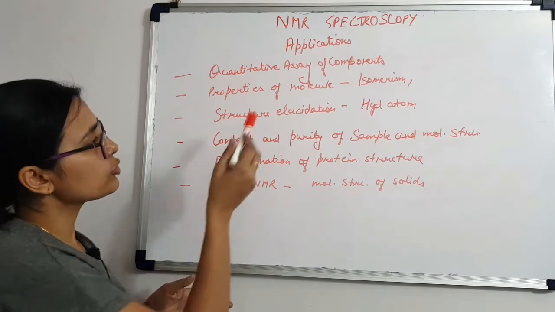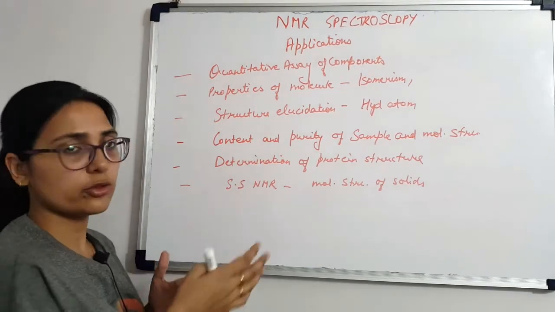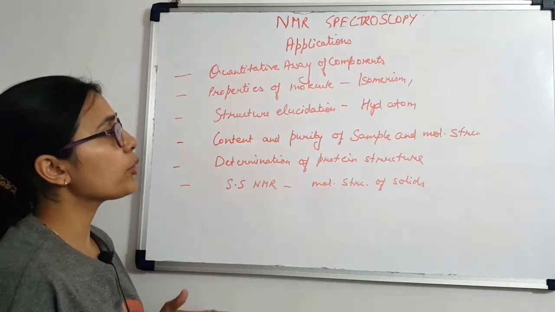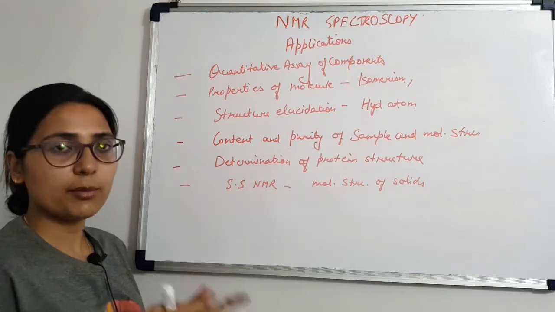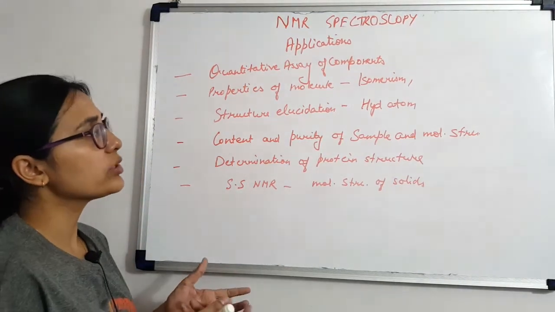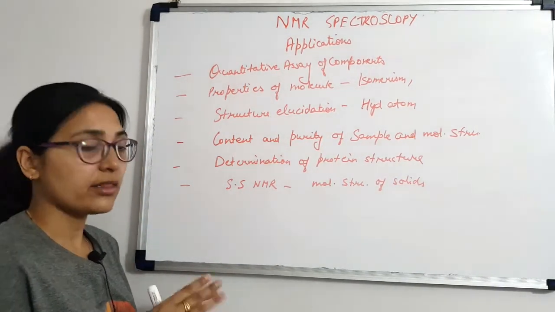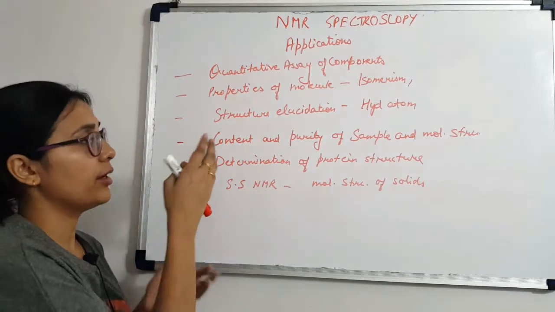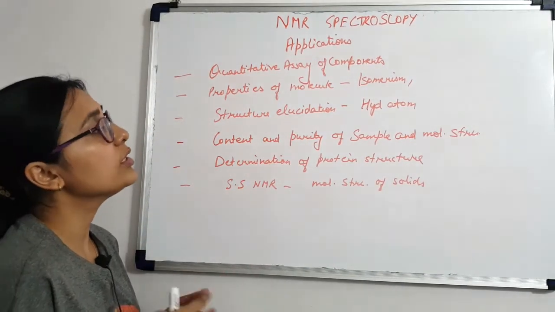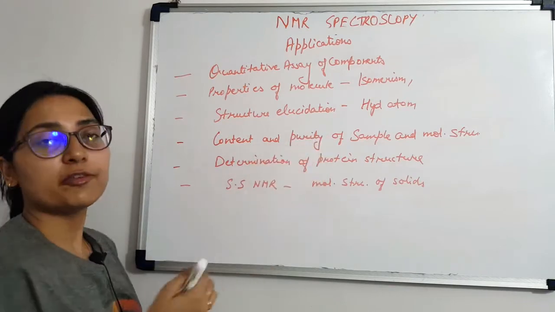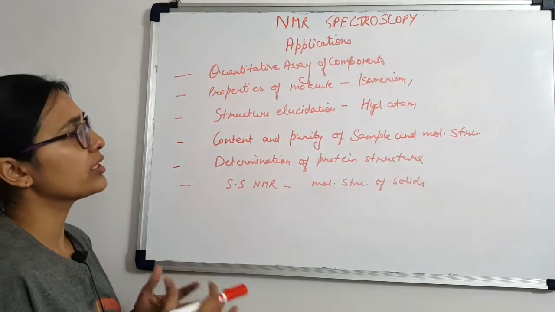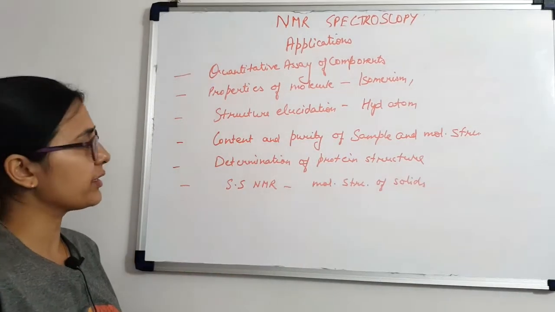Now, NMR spectroscopy can also be used for structure elucidation of different compounds. Organic compounds consist of hydrogen atoms, and NMR spectroscopy can be used to determine the number of hydrogen atoms, the types of hydrogen atoms, their position on the compound, and their different features. And this can be used to determine the structure of a particular organic compound.